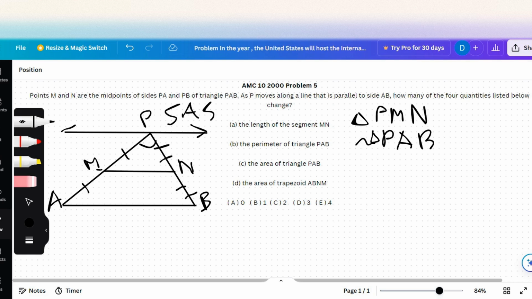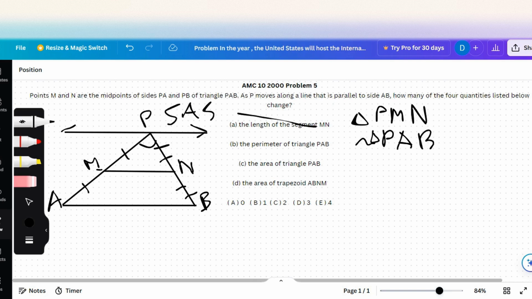So after we know that, we can start by crossing out the quantities that don't change. So the first quantity is the length of the segment MN. It doesn't change because segment AB doesn't change. And because those two triangles are similar, MN doesn't change if AB doesn't change. So that doesn't work.